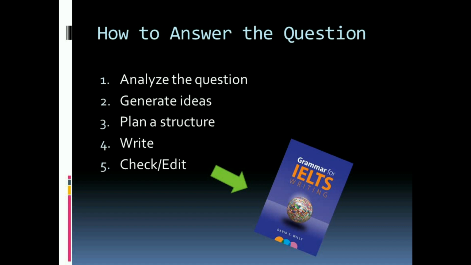So how do we answer a question like this? Well, there's essentially 5 stages, and these are the same as with any other IELTS Writing Task 2 question, although of course with this one, you will approach it slightly differently. First, you must analyze the question. Then you must generate ideas, that is what you want to say. Then you will plan a structure, write the essay, and finally check or edit your essay.